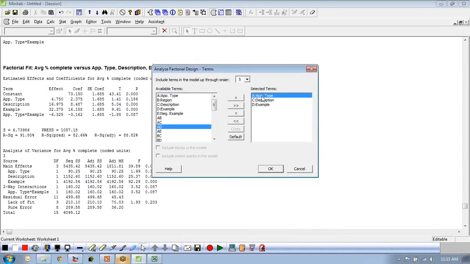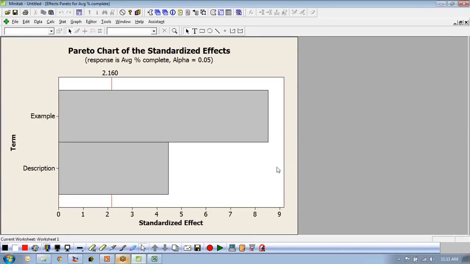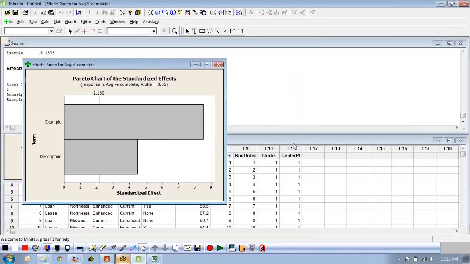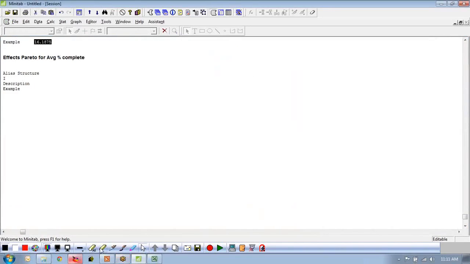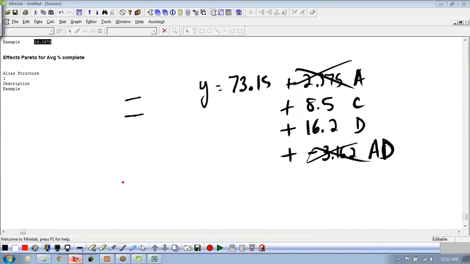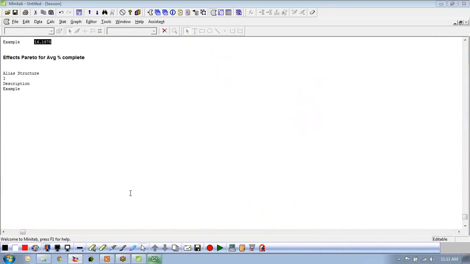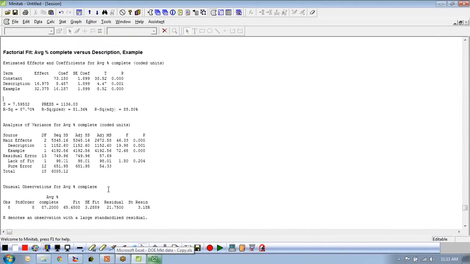Get rid of AD, get rid of app type, hit the OK button. And there we go. Very simple model now. It's going to be a little bit different than it was before. Just to show you. Oops, didn't scroll up. I'll scroll up now.